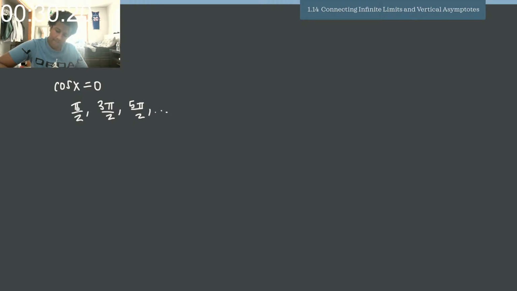continuing on in the positive direction, and then also in the negative direction. So negative pi over 2, negative 3 pi over 2, negative 5 pi over 2, and on like that. All of those are going to be vertical asymptotes. Whenever you have a vertical asymptote for a function, and you're interested in thinking about the limit of the function at that vertical asymptote, you know that you can only have a handful of situations.